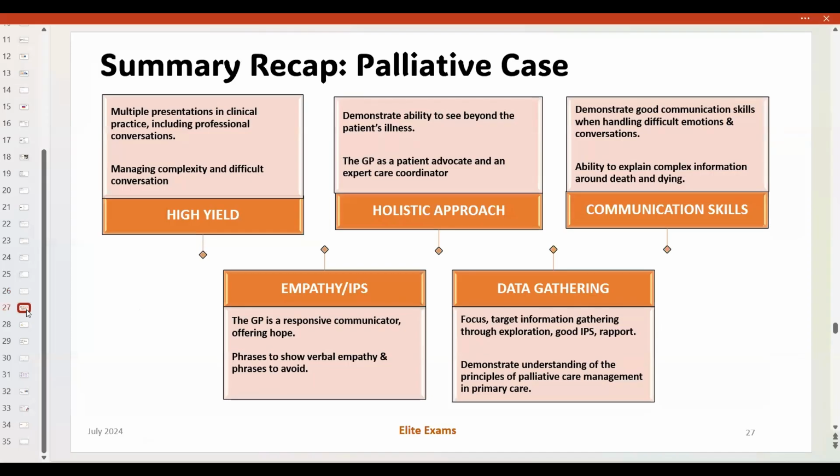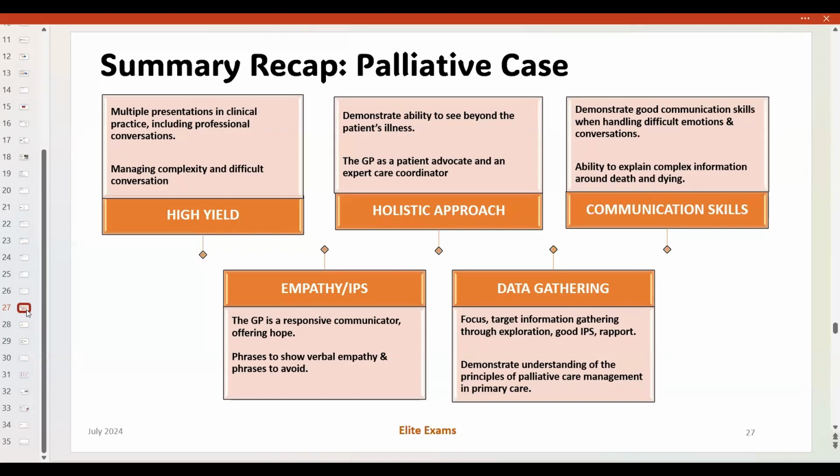In our practice, there are meetings, patients come in and the conversations are complex, it's difficult. And a palliative case is a good example for a doctor to show organized data gathering, communication skills, managing complexity. You can see that it ticks many of the boxes in the SCA blueprint.